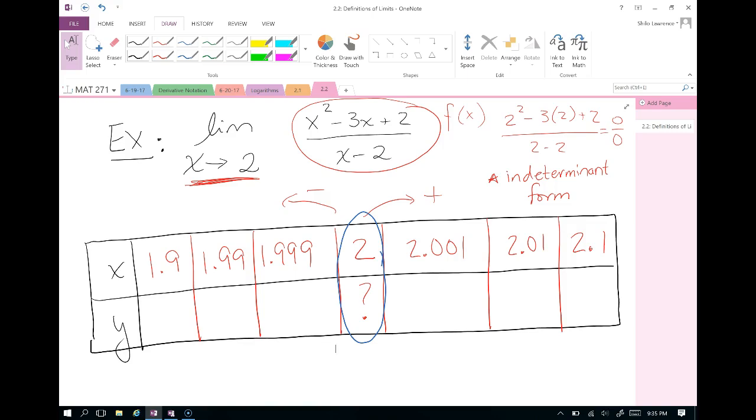I'm just going to pull out my calculator here. Unfortunately, I do not have a calculator on my screen that I can pull up, but I will work on that. So I'm going to go to my graphing calculator, and I am going to type in x squared minus 3x plus 2 in parentheses, divided by x minus 2 in parentheses. I'm going to type that into my y1.